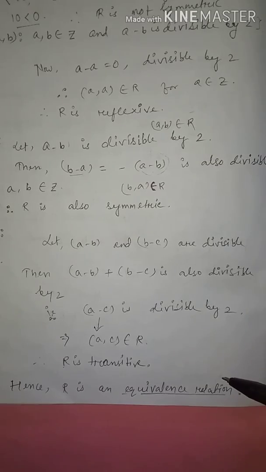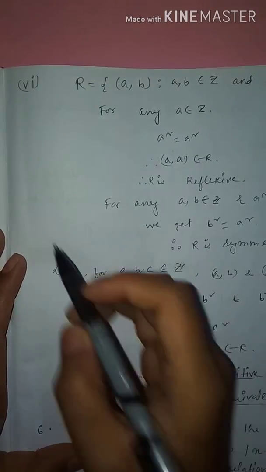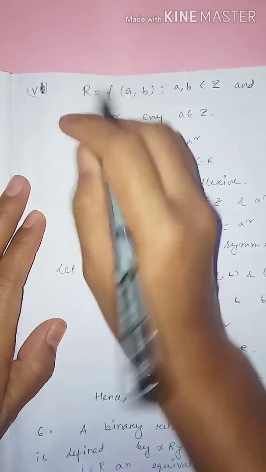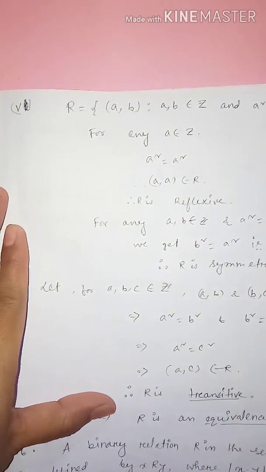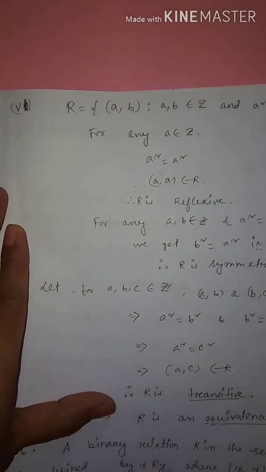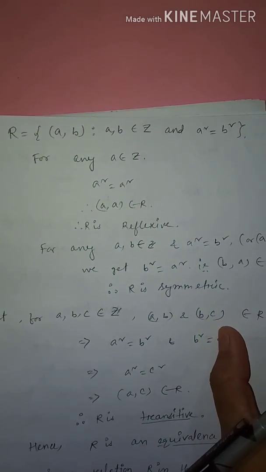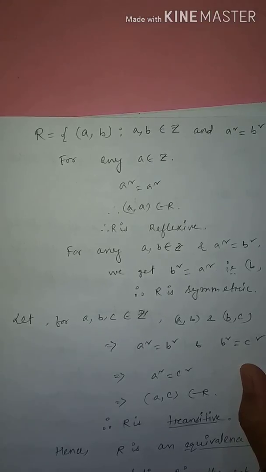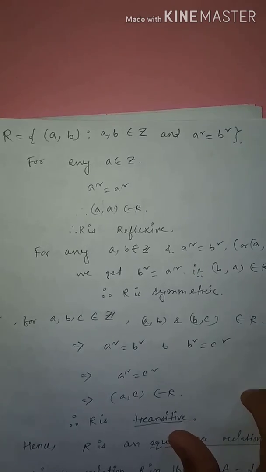So let's proceed to the next question, which is 5, not 6. So the question is, R equals ordered pair AB such that AB belongs to set of integer Z and A square equal to B square. So now we check.